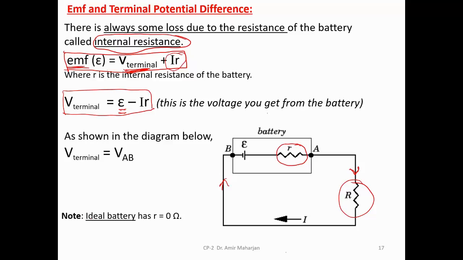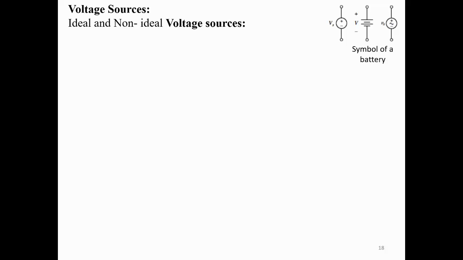So ideal battery, right? If you consider an ideal battery, then its internal resistance you can consider 0 ohms. An ideal voltage source has 0 internal resistance, but that's not the case, right? Okay, so these are some symbols of voltage sources. So here's the symbol of a battery. You can use either. Most of the time we will be using this middle one, right?